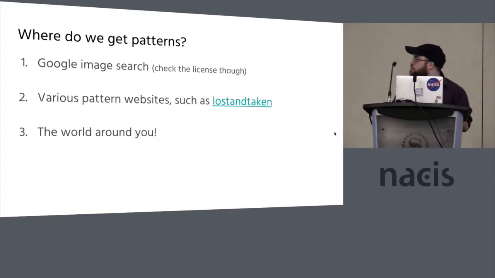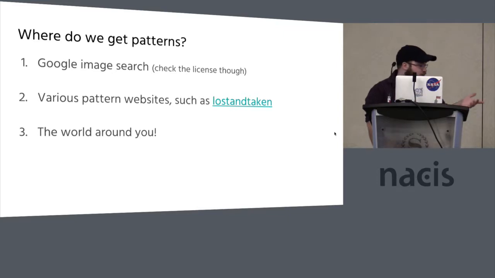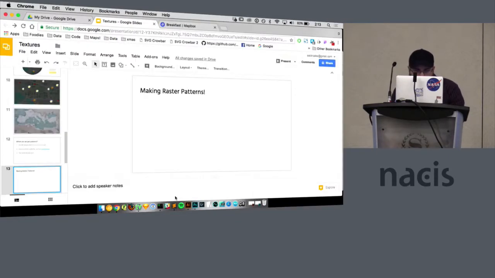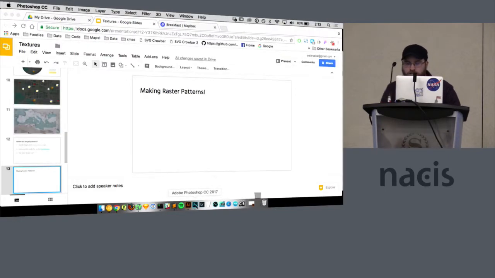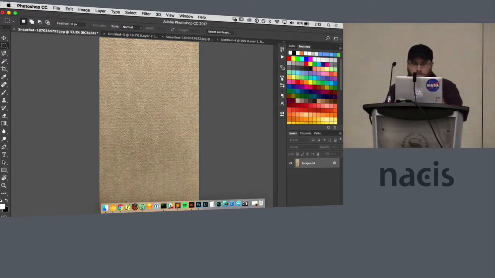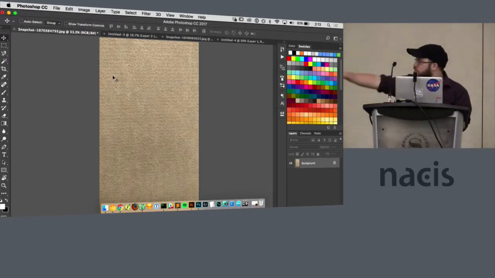Or my personal favorite, just everywhere around you. Because we all have smartphones probably, and we all have cameras. So you can literally take a picture of the floor and just make a texture out of it. And that's what I'm going to quickly demo here. So I'm using Photoshop, but I do think that the means of doing this should relate pretty well to other imagery software, potentially. But so this is a picture of the wall over there.